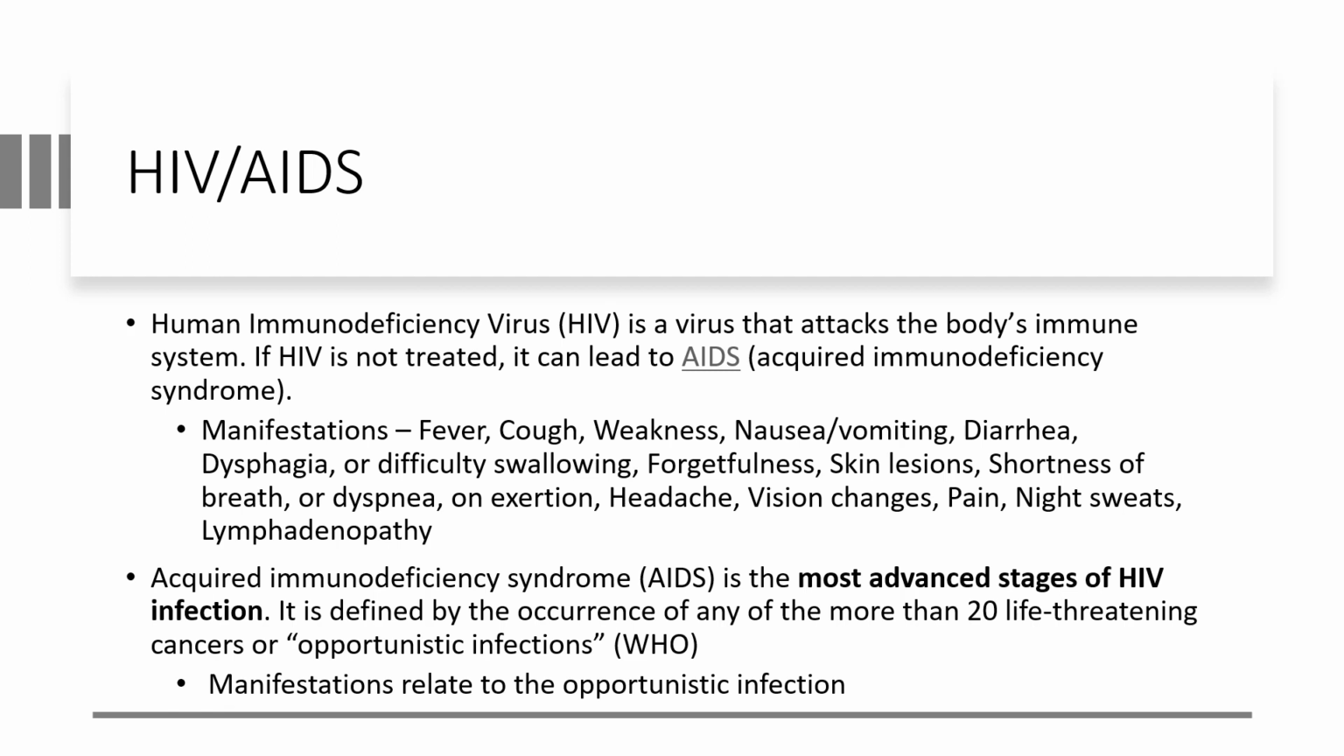So the stages. It could be acute viral or seroconversion. So when a person's first infected with the HIV virus, it causes an inflammatory reaction, which brings white blood cells and macrophages to the site of inoculation with the virus. So the site of where the virus first starts inoculating.